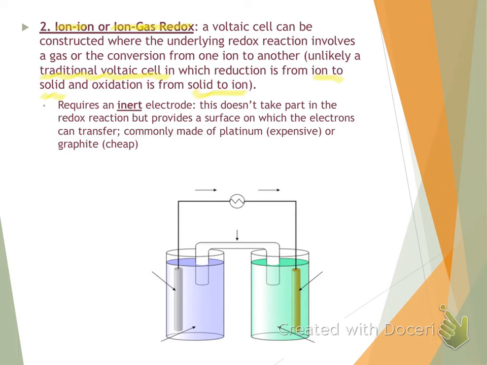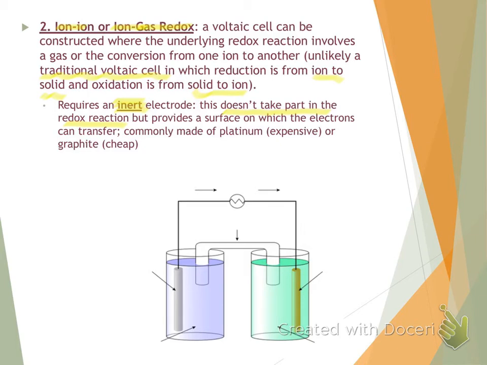If we have a gas or converting one ion to another, we have to use an inert electrode. Remember, inert means that it does not react, so it does not take part in the redox reaction. It is simply providing a surface for the electrons to transfer on.